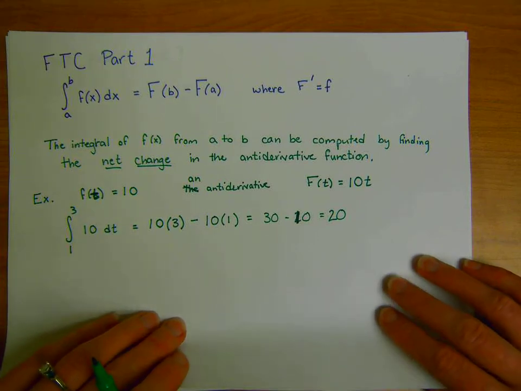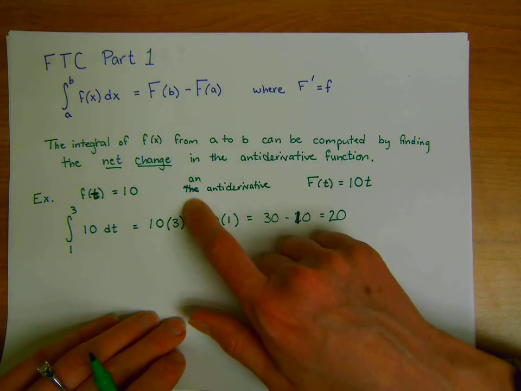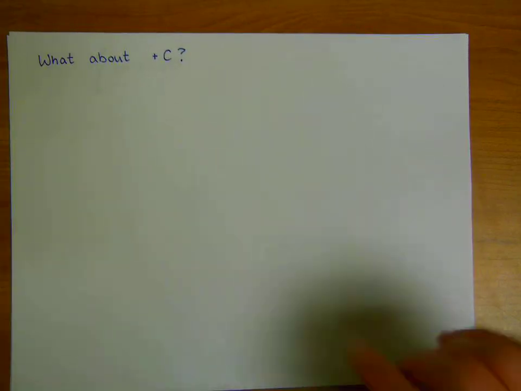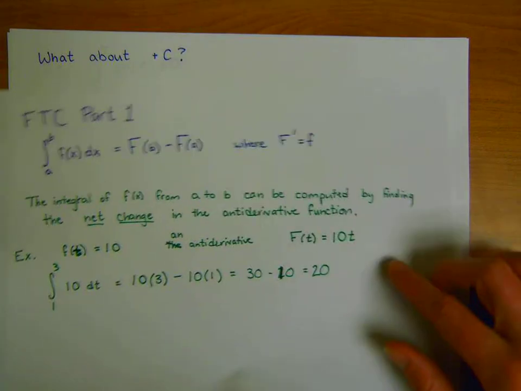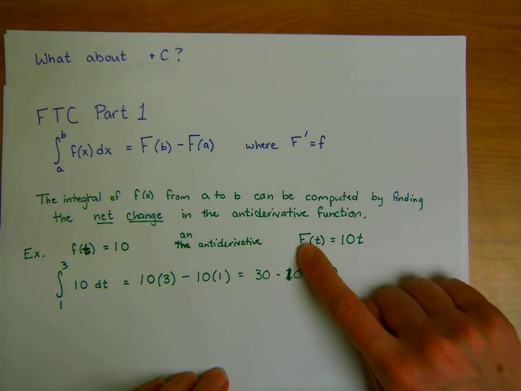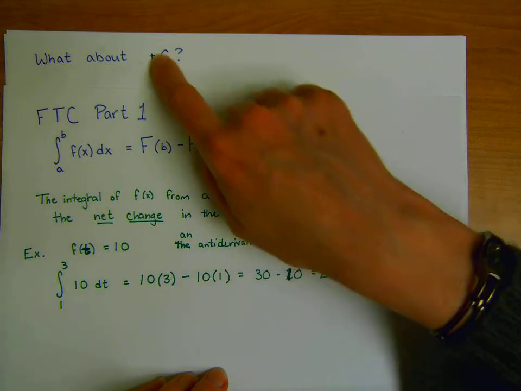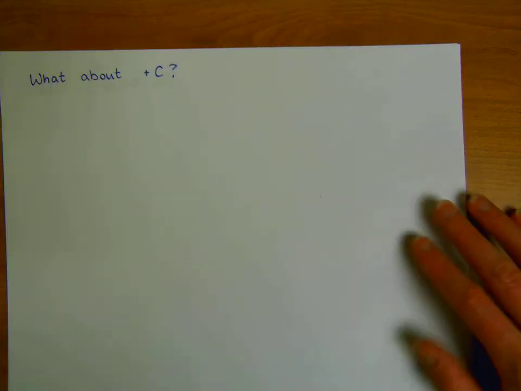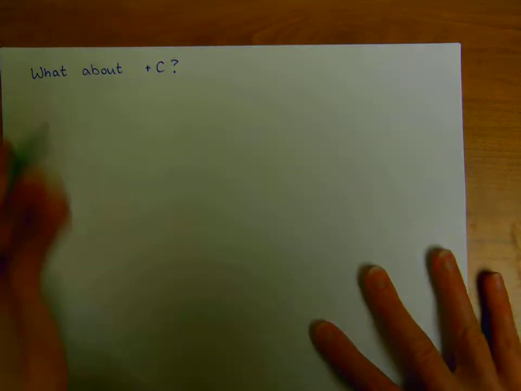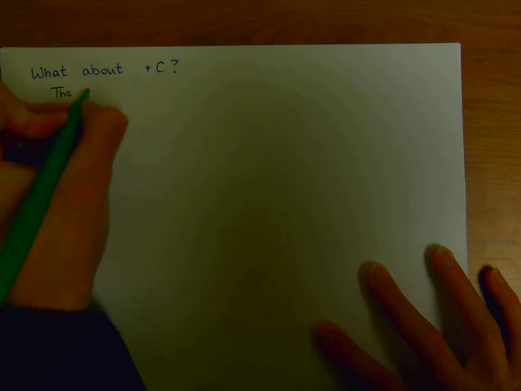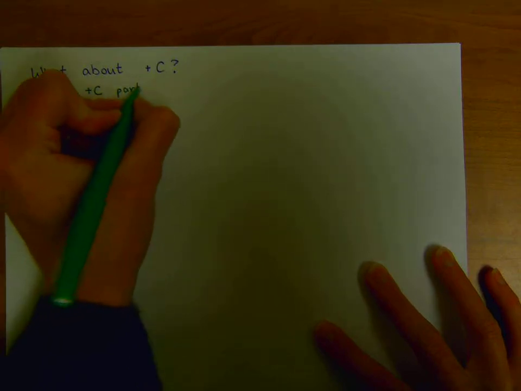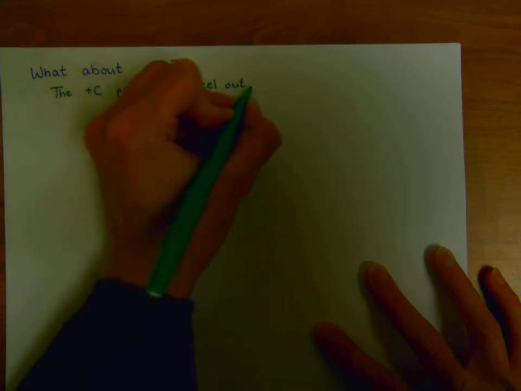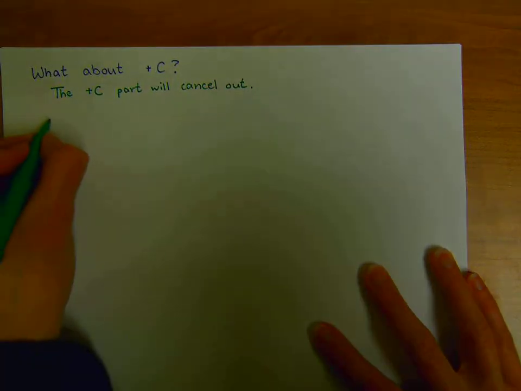Wait a minute though. One of the things that we talked about previously, the distinction between an antiderivative and the antiderivative, what about the plus c? So in this example, I just picked 10t as my antiderivative function, but what if I had had a plus c in this? What if I had picked a different antiderivative function? So the short answer is the plus c part will cancel out. And you can see that algebraically with this same example.